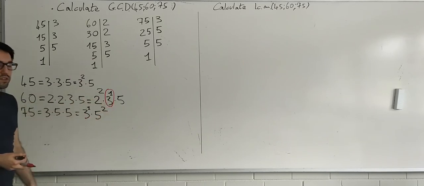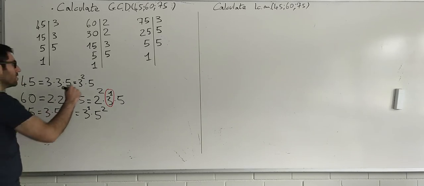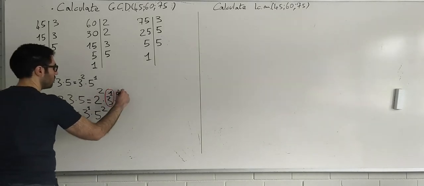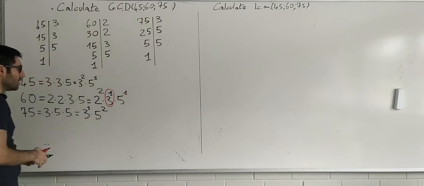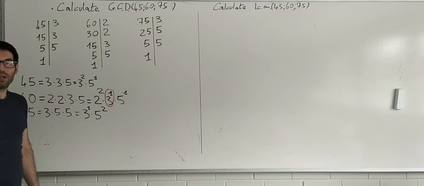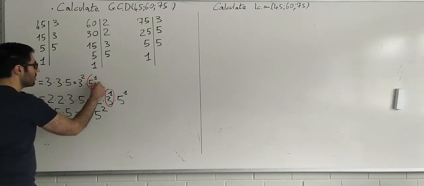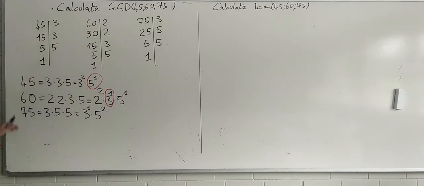Now let's examine 5. 5 is present in all the 3 numbers, so it's a common factor. Which one has the lowest exponent? You can already see that here we have 5 to the power 1, 5 to the power 1, and here 5 to the power of 2. We have to take 5 to the power of 1 and only one time. You choose from which factorization you want to take it. I'm going to pick it from 45.